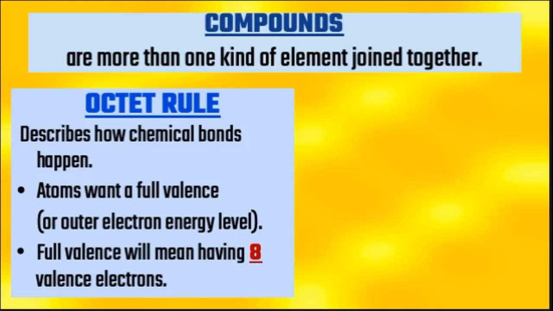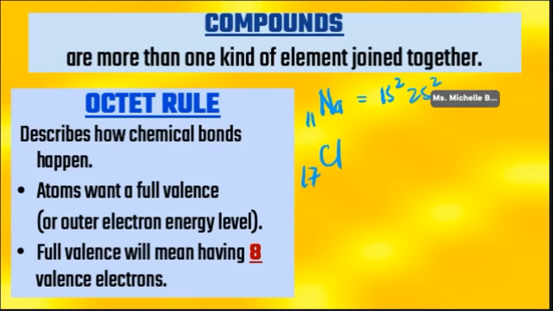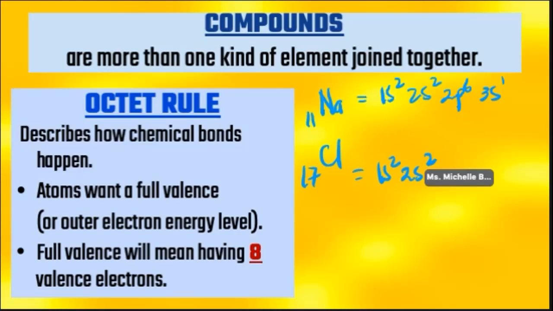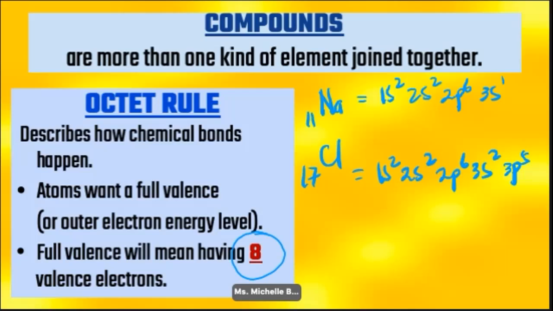Okay? So remember, we have sodium, which is 11, and fluorine, which is 17. So we have 1s2, 2s2, 2p6, 3s1, as the electron configuration shows. I demonstrated this in our synchronous class. We have 1s2, 2s2, 2p6, 3s2, 3p5. When we say full valence, the outermost energy level should have 8 valence electrons.